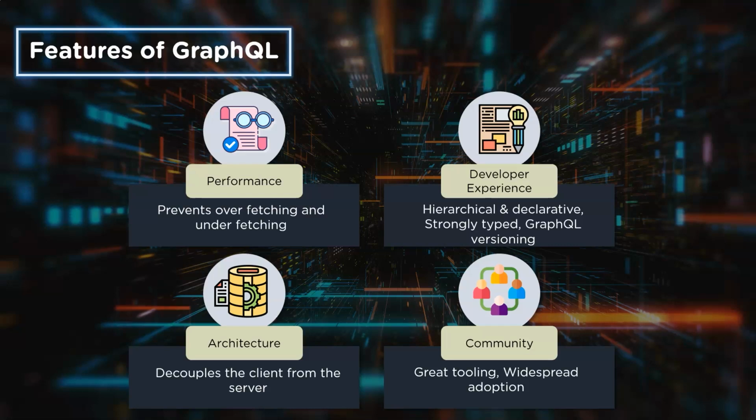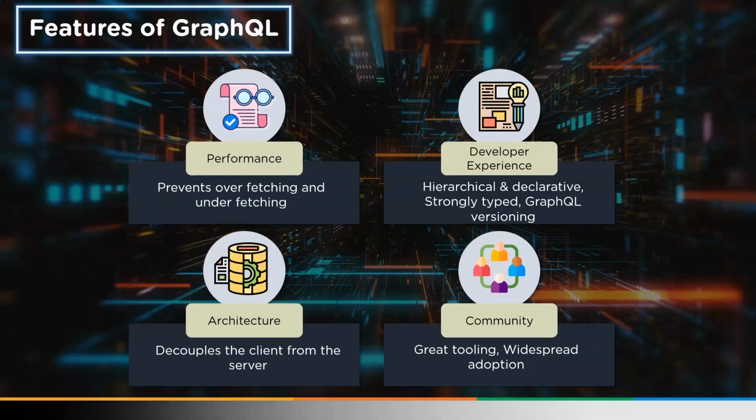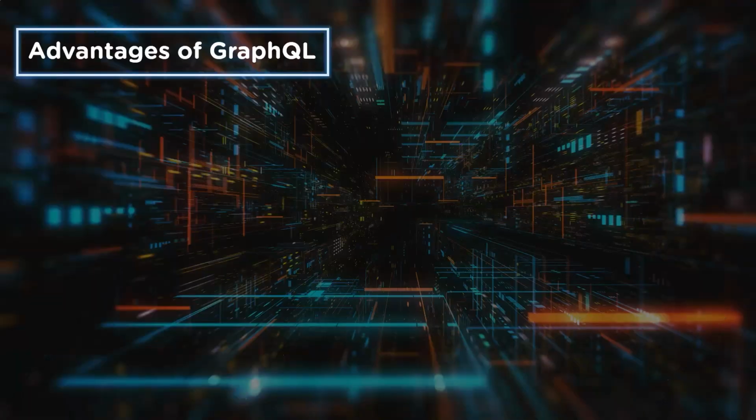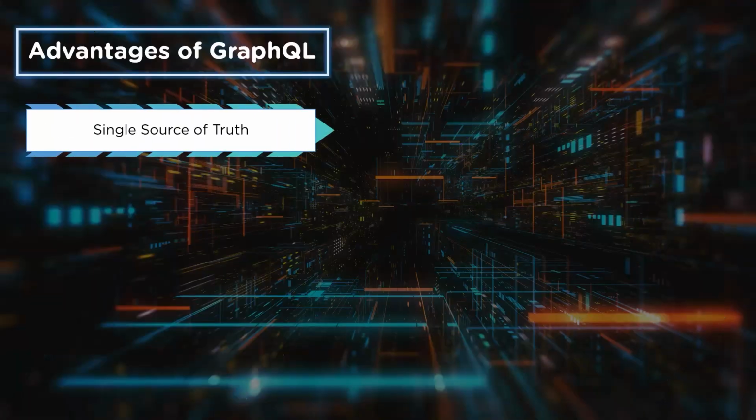So these were some of the features of GraphQL. So now moving ahead, let's look at the advantages of using GraphQL. First up is single source of truth. Now, a GraphQL schema sets a single source of truth in a GraphQL application. It offers an organization a way to federate its entire API.